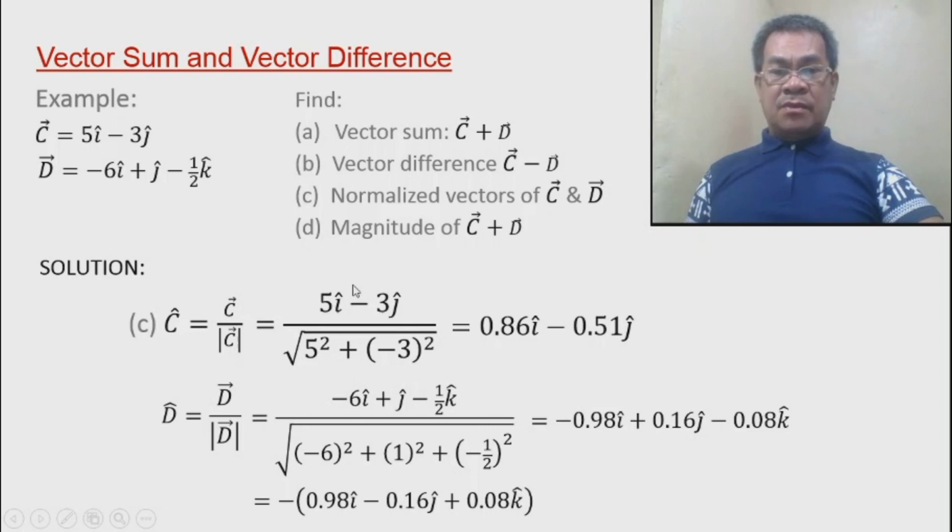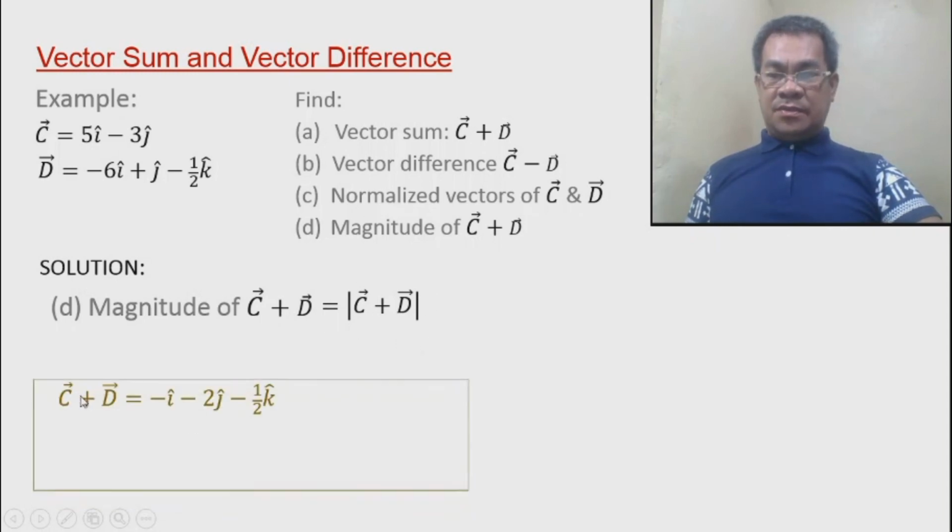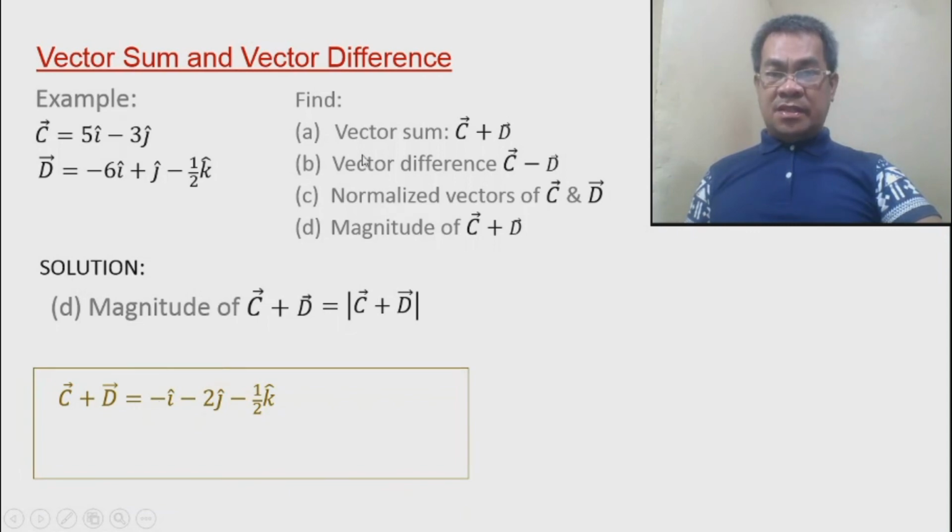Letter D question. What is the magnitude of the vector sum of C and D? So the word magnitude means take the square root. So the magnitude of vector C plus D is equivalent to the absolute value. So you have to recall your answer in letter A. The answer is negative 1. We use the negative 1 because we are not presenting yet the answer. So use negative 1: negative I hat plus negative 2 J hat minus 1 half K hat. So this is the vector sum.